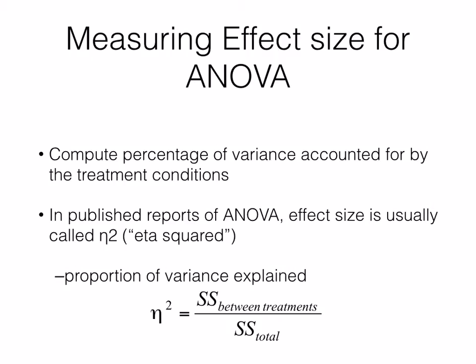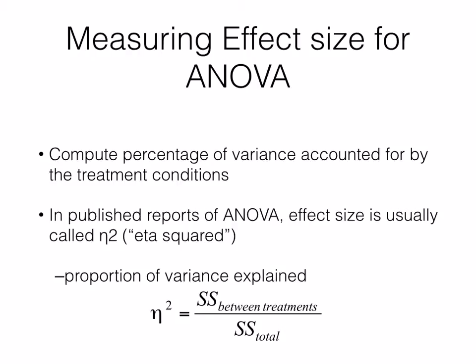So how do we measure effect size for Anova? We're computing a percentage of variance accounted for by the treatment conditions. And in published reports of Anova, we usually use eta squared to explain this. Just like it was with R squared, we're talking about the proportion of variance explained. It's a very similar kind of ratio here. So we're not using Cohen's d for Anovas, but it is still a measure of effect size.